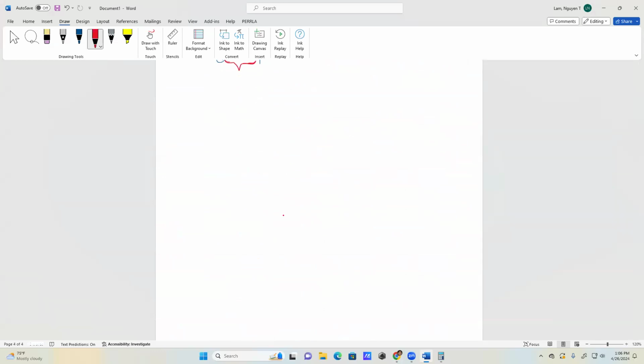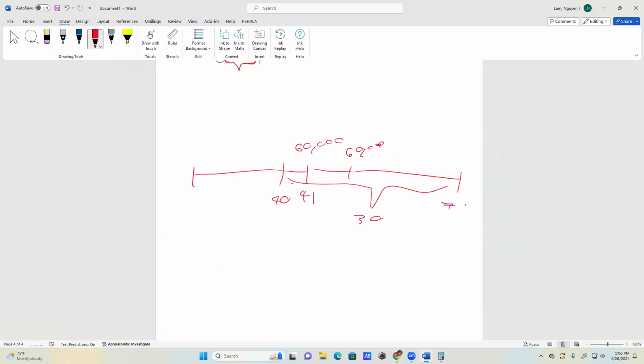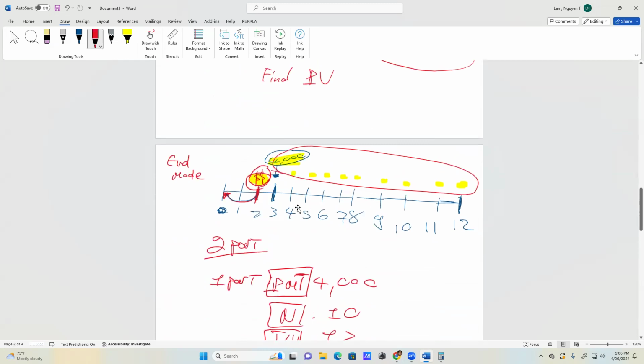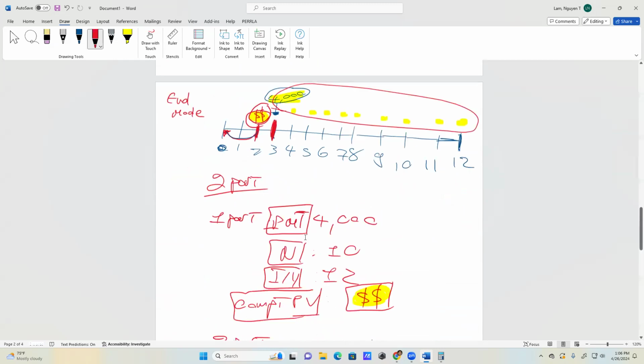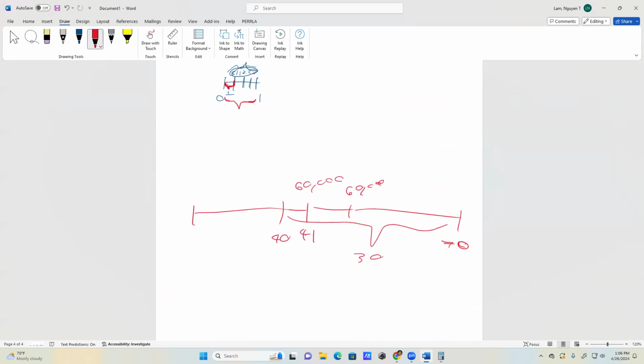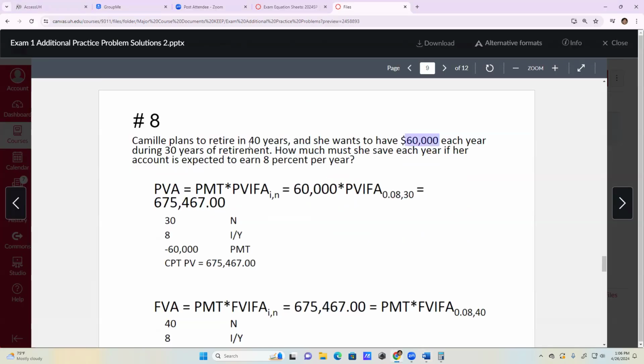is that year 40 is actually... it's year 41 that she begins to receive her 60,000, for how many years? For 30 years, the whole 30 years. That is to year 70. If you guys remember up here, even though it says it begins at year 3, in this problem you have to know that it begins in year 41. It doesn't say it begins at year 40. Something to keep in mind.